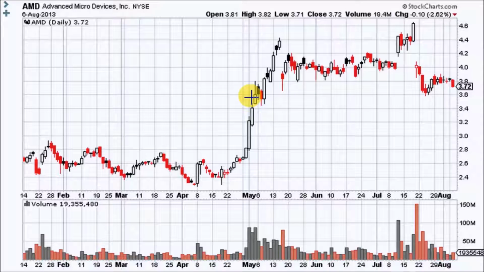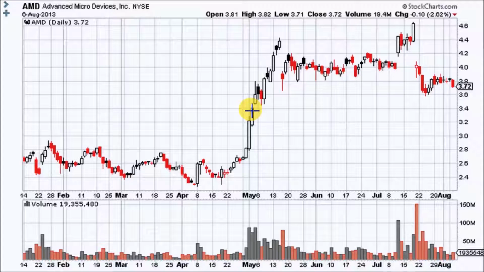Ease of movement was developed by Richard Arms, and it is a volume-based oscillator that's designed to measure the ease of price movement. Its signals are given when EMV crosses above and below the zero line. Prices are advancing with relative ease when the oscillator is in positive territory, and prices are declining with relative ease when the oscillator is in negative territory.